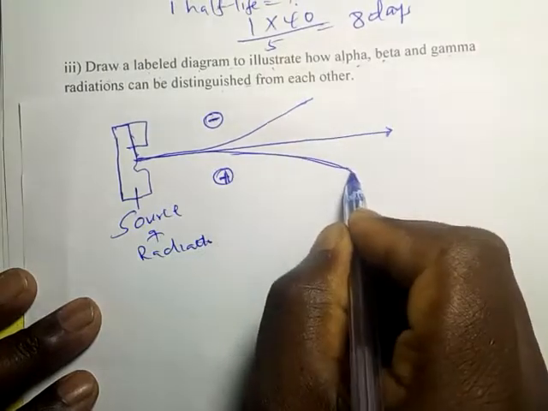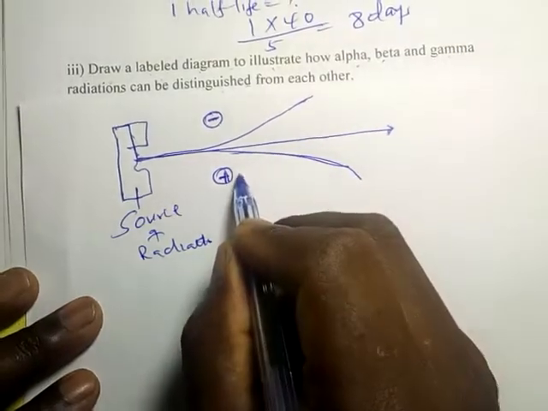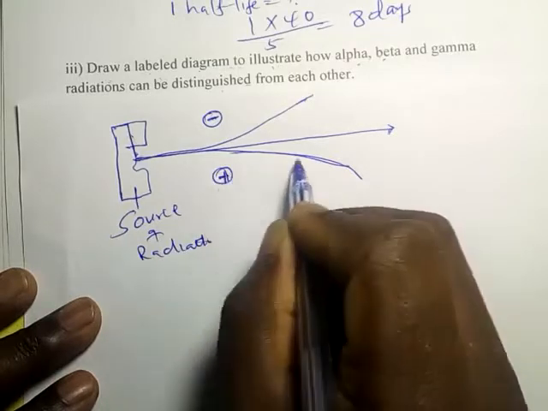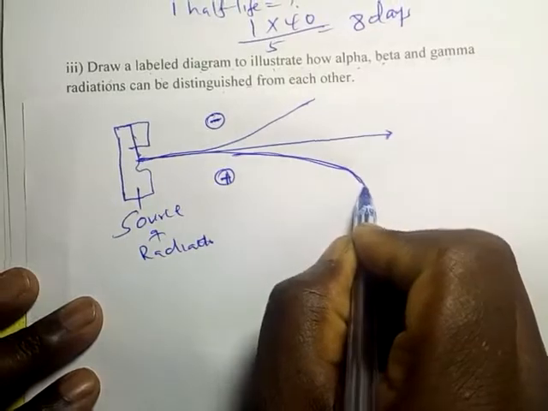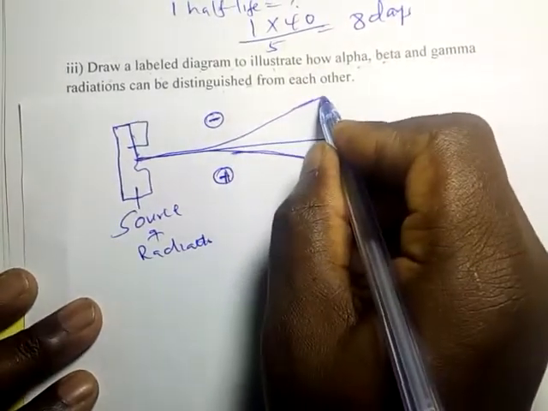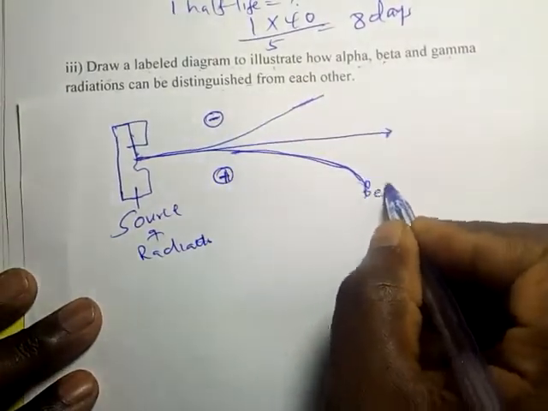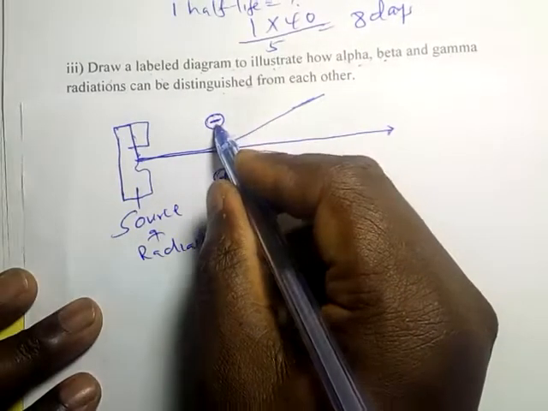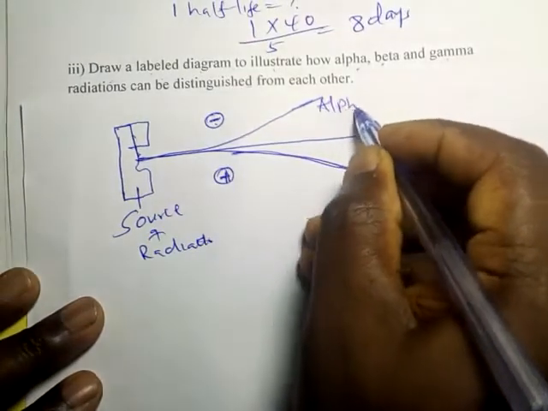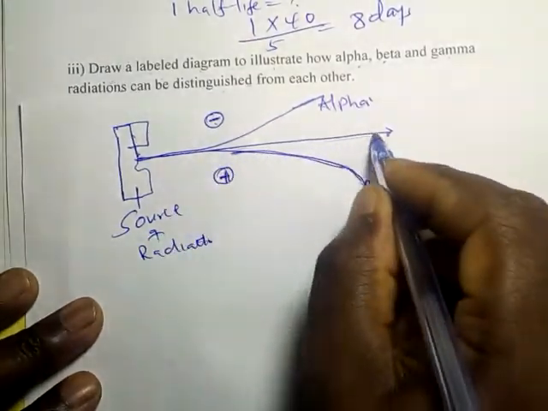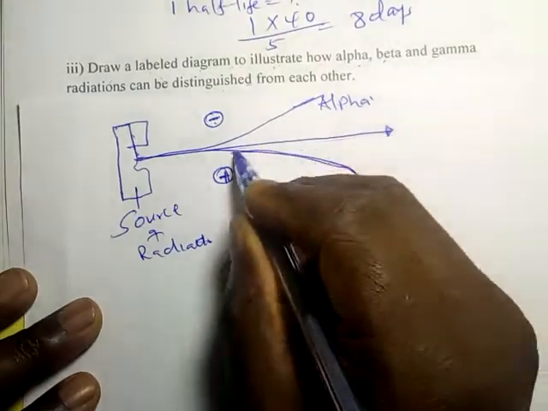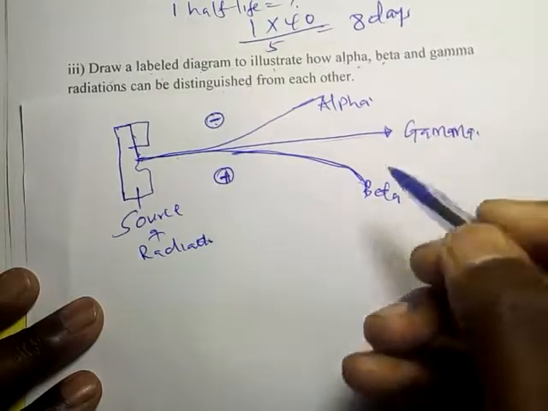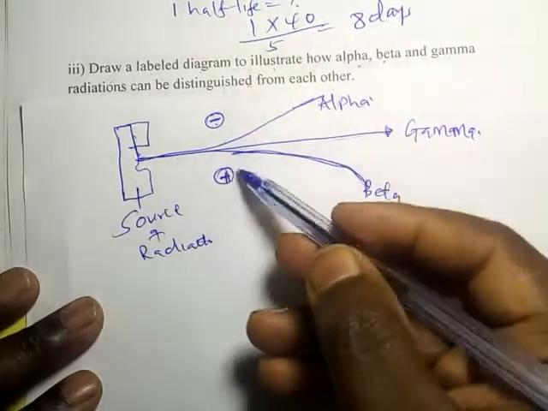Remember that beta is negatively charged, so it will be deflected towards the positive. Alpha is positively charged, it will be deflected towards the negative. Gamma does not have any charge, so it will just go straight, and that is gamma. By so drawing this, you have differentiated them.